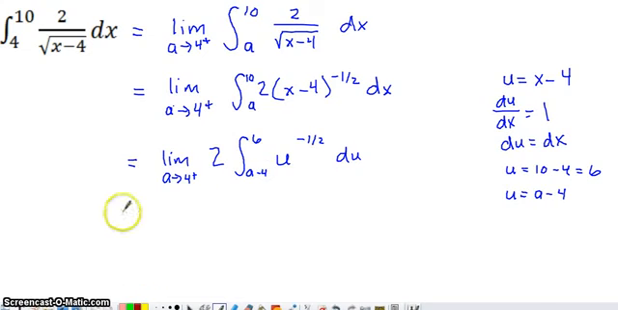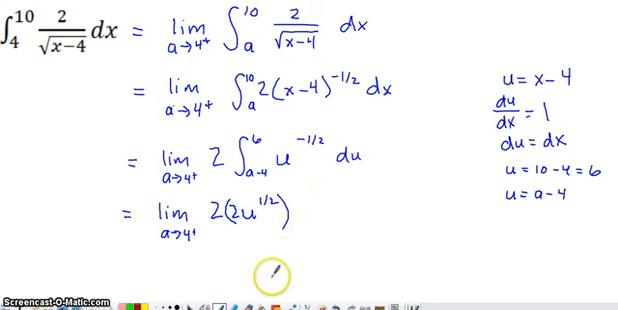Now we're ready to go ahead and do our antiderivatives. So can't forget about this limit. Have to carry it through within our work here. We're letting a approach 4 from the bigger side. 2's still there. What's the antiderivative of u to the negative 1/2? Well, if you add 1/2 to that, you get 1/2. If you divide by 1/2, that's the same as multiplying by 2. So here's the antiderivative of u to the negative 1/2. I need to evaluate this antiderivative at u equals a minus 4 and at u equals 6, and I'm going to take a difference at that point.